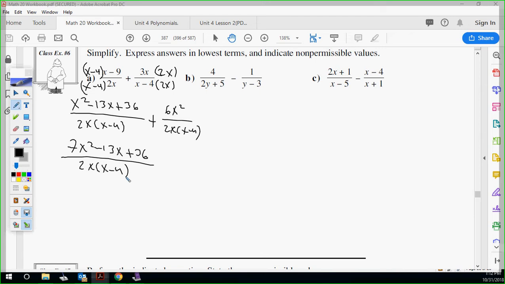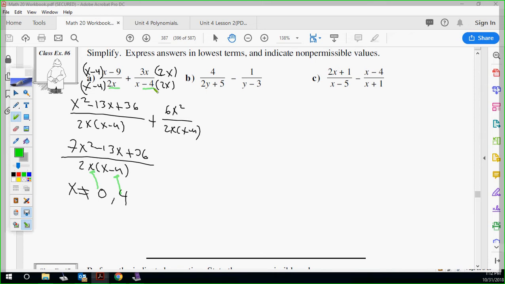Non-permissibles are x can't be 0 or 4. 0 from here, 4 from there. So 0 comes from that one, 4 comes from that one. Okay, any questions on that? Yep. What's up? In this case, we always do non-permissible before we do any canceling. We don't do any canceling, so doing the beginning or the end, it doesn't matter. So like, do you see it came from these two? So you can do it in the beginning too.